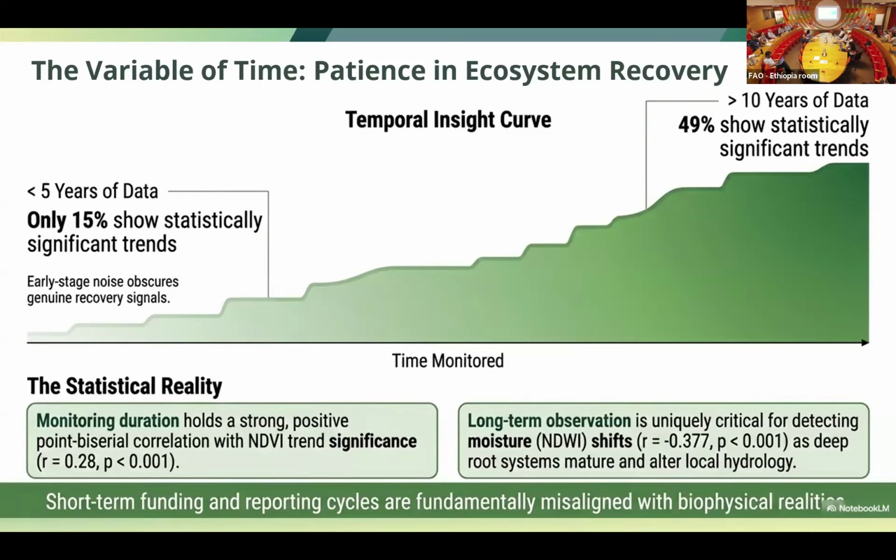So 3 to 5 year projects simply cannot detect what they're trying to measure. The signal is real, but it hasn't had time to emerge. So we need more time. The implication for impact evaluation design is concrete. If we are evaluating a restoration project that is less than 5 years old, we have to calibrate the expectations accordingly. And we also have to be as transparent and honest as possible with the funders about what Earth observation can confirm and cannot confirm at that stage.